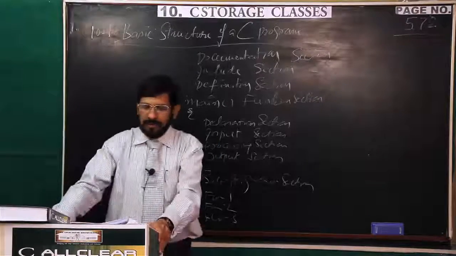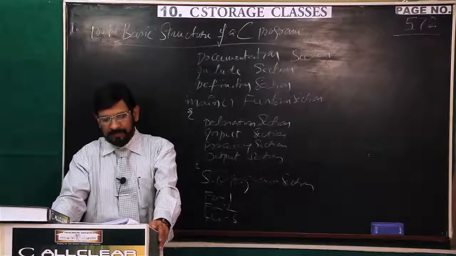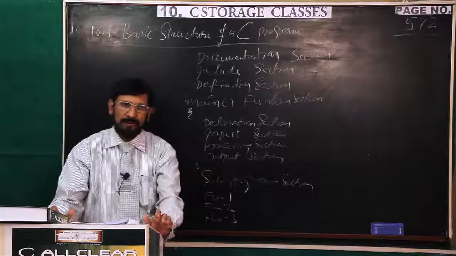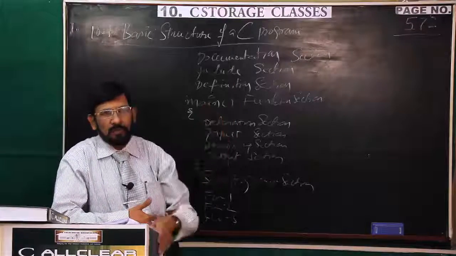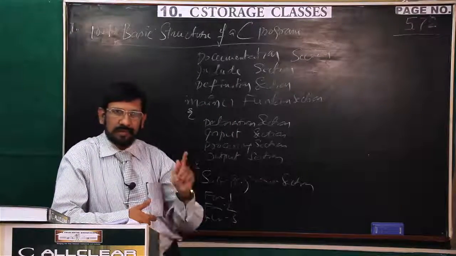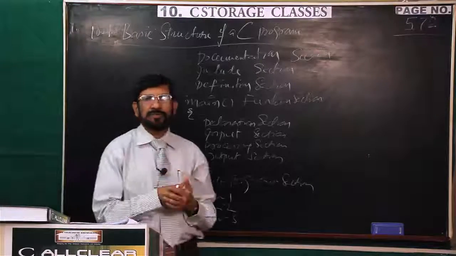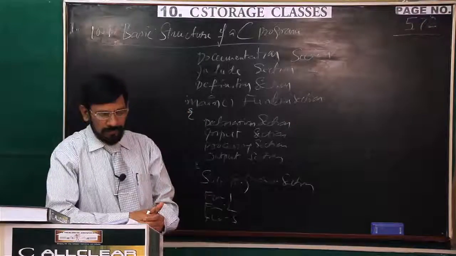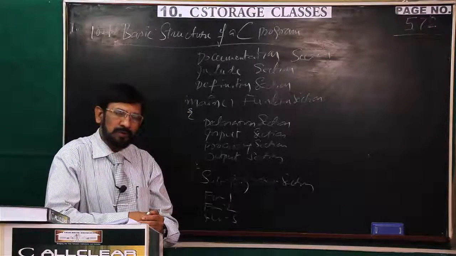As you know, C is a function-oriented programming language. That means every C program should be a composition of one or more functions. If a C program is having only one function, that should be the main function. So, in order to design a C program, what to do?